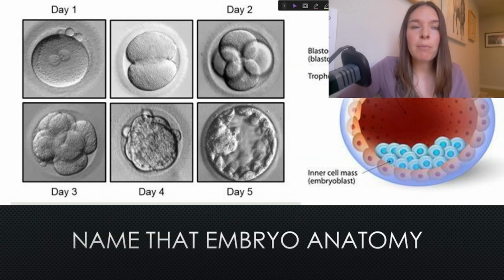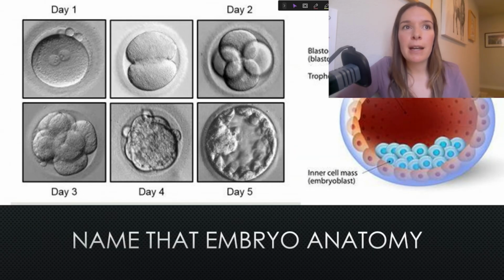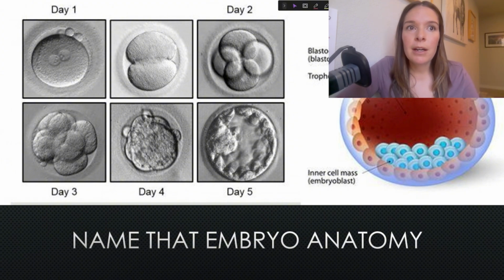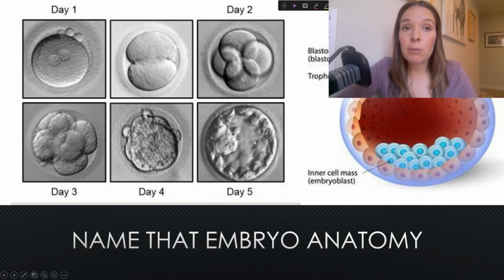Next, let's talk about embryo development and embryo anatomy just briefly. Here you can see a picture of the different stages of development of an embryo from day one, which is called the 2PN or 2 pronuclei stage, where you can see the nuclei from the egg and the sperm starting to fuse together, starting to come together, all the way through to blastocyst stage, which is typically reached on day 5 or day 6.